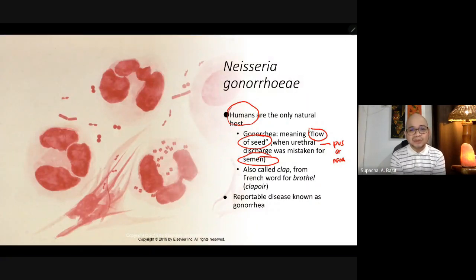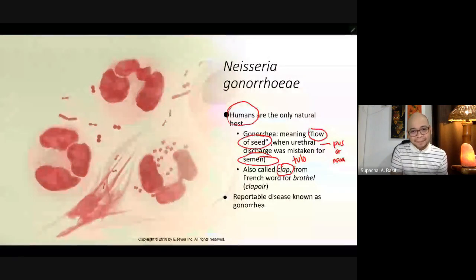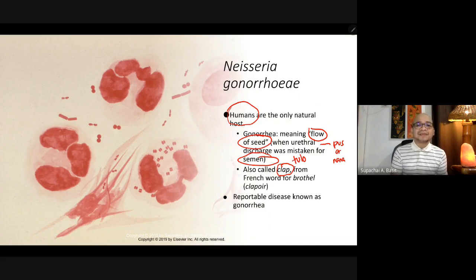And it is also known as the clap. So clap is the English term for tulo. So in Tagalog, we call it tulo, but in English, it's clap. Clap is a French word for brothel. And during the ancient time, this is where prostitution happens. Brothel. Clapois in French. So the reportable disease is now known as gonorrhea.